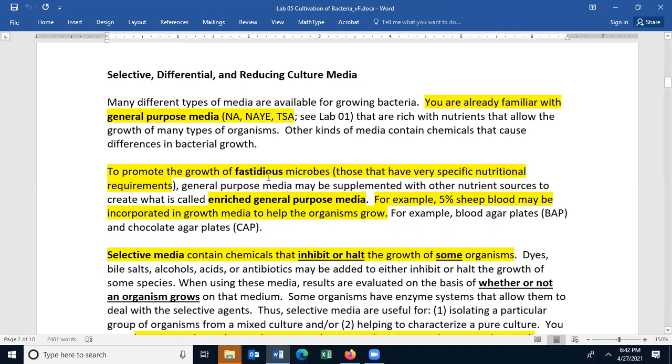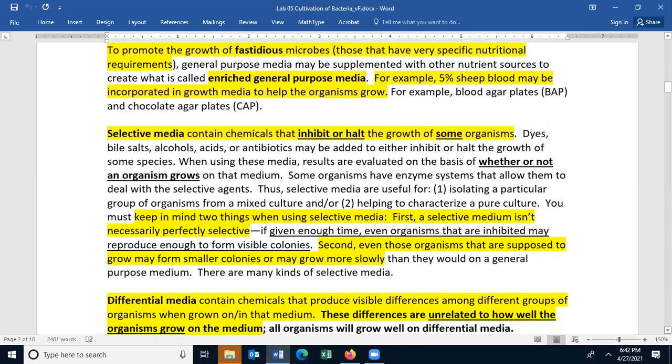All right, so those are 2 media. There's also a selective media. A selective media contains chemicals that inhibit or halt the growth of some organisms. Keep in mind 2 things when using selective media. First, a selective media isn't necessarily perfectly selective, meaning the organism may grow, just not as quickly as it would on a general purpose media. And second, even those organisms which are supposed to grow may grow smaller colonies or grow more slowly on the selective media than they would on a general purpose media.